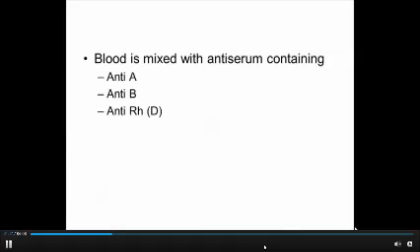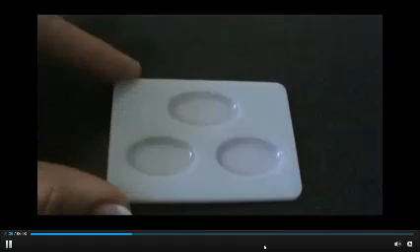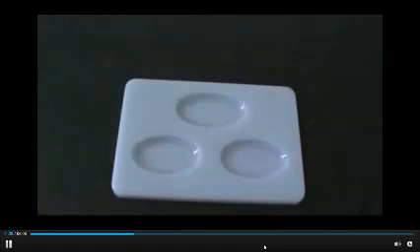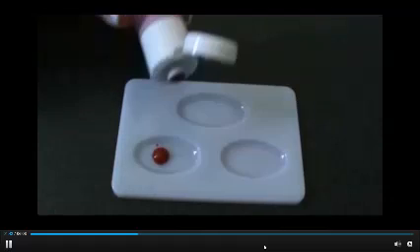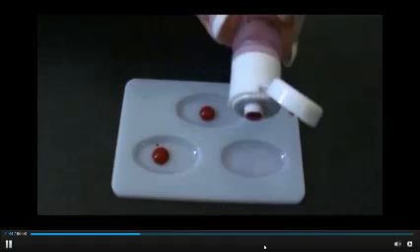In this test, we will take blood of a patient and combine it with anti-serum containing anti-A antibodies, anti-B antibodies, and anti-RH antibodies. Now let's determine blood type experimentally. We will take a tray with 3 small indentations called wells and apply a blood sample of a patient into each of them.